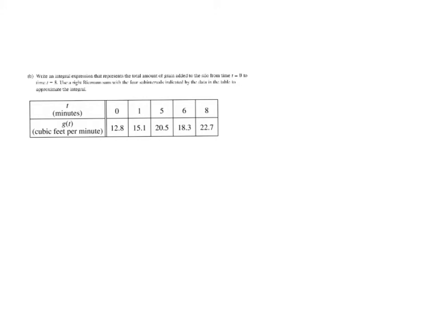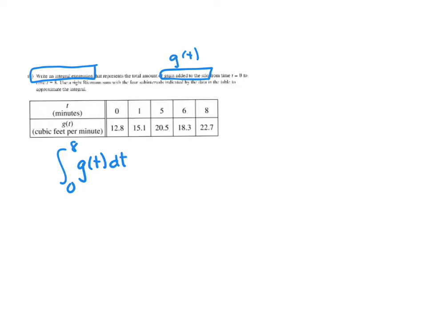Part B is super easy. Don't miss the first part. It does say write an integral, so let's make sure we do that. That represents the total amount of grain being added to the silo, and I believe they called that g of t, from t equals 0 to t equals 8. So I think that's pretty straightforward: the integral from 0 to 8 of g of t. Make sure you close it up with that dt.